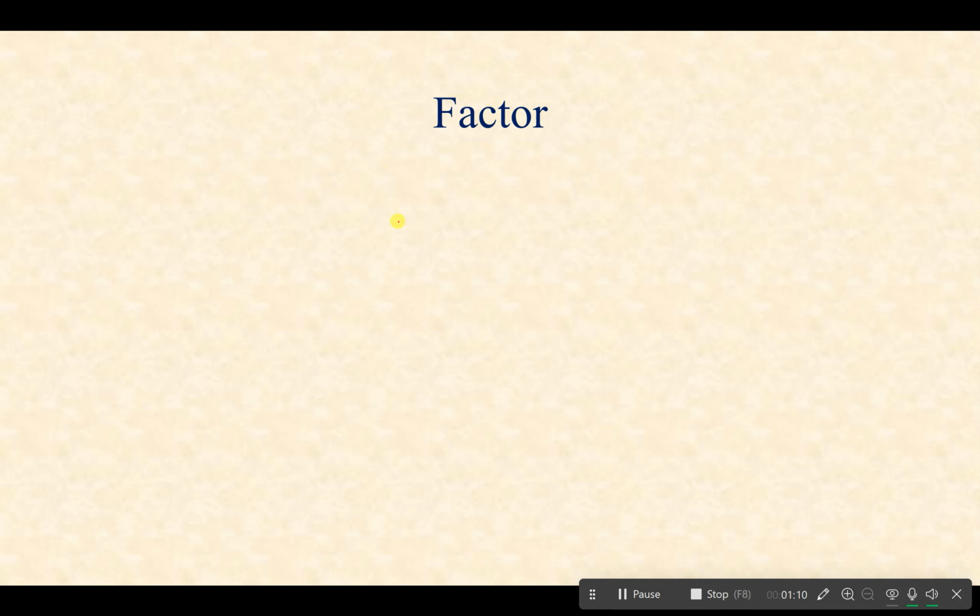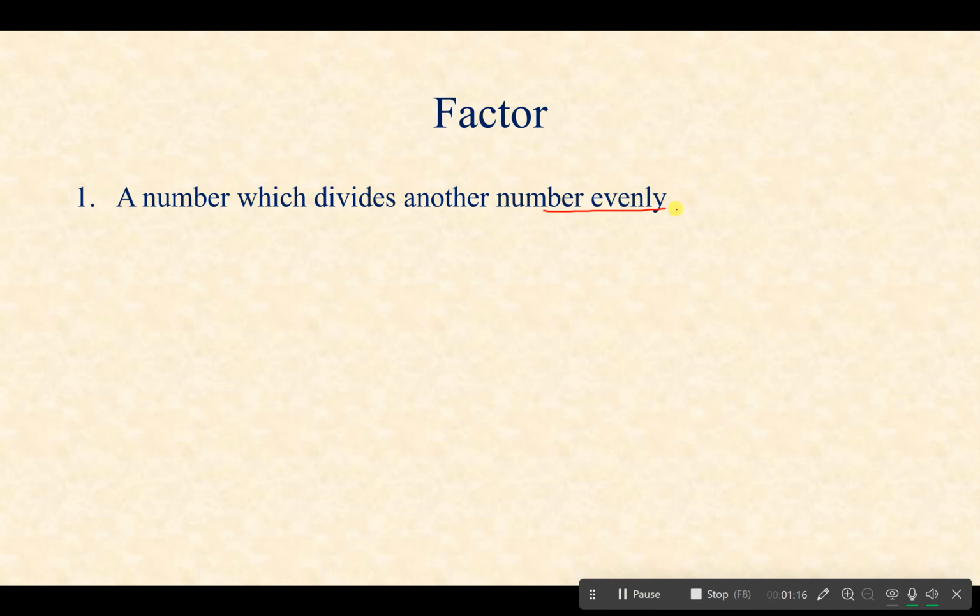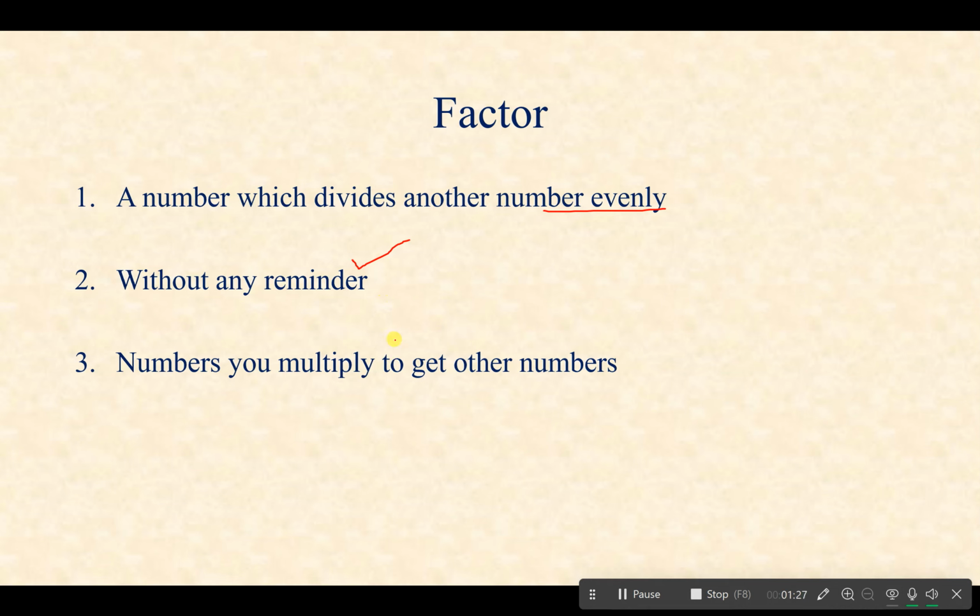Next we'll understand what is a factor. A factor is another number which divides a number evenly. Evenly in the sense it should not leave any remainder. As you can see, it should divide the number but we should not be left with any remainder. We can also say that when we multiply this number, we should get the other number.